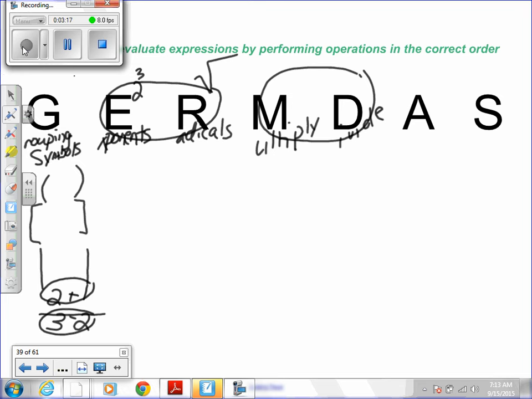So first, you evaluate anything that's in grouping symbols. Then you take care of the exponents and radicals. Then you take care of multiplying and dividing, or dividing and multiplying. And finally, you add and you subtract. So those are the last two things you do. And adding and subtracting are also equals. If subtraction comes first, you'll subtract first. If adding comes first, you'll add first.